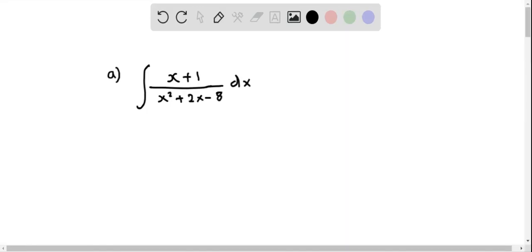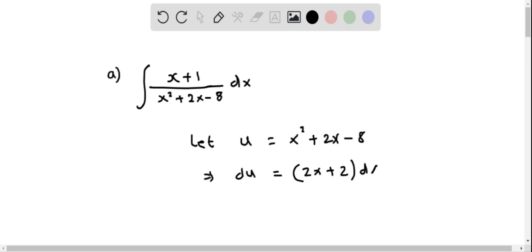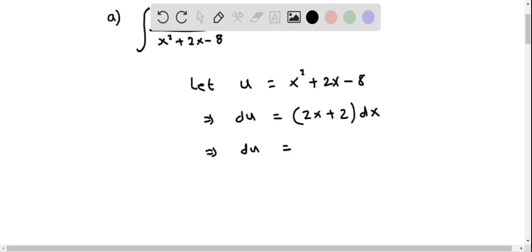In part A, we have this integral of x plus 1 over x squared plus 2x minus 8 dx. We can solve this integral by u-substitution. That is, if we let u equal the expression in the denominator, x squared plus 2x minus 8, this implies du equals the derivative of the right side expression, which is 2x plus 2 multiplied with dx. We can factor 2 from the right side, and so this gives 2 times x plus 1 times dx.